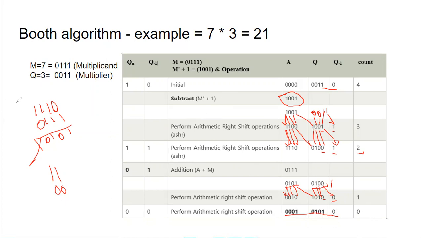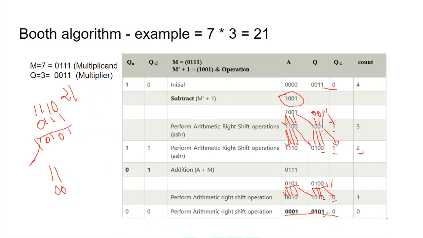So now what is the multiplication? 7 into 3 must be 21. When you see here, you have to take this data. Now here 0 is present in Q minus 1, which means this is a positive number. By checking this value, if it is 0, it is positive. If 1 is present, it is negative.